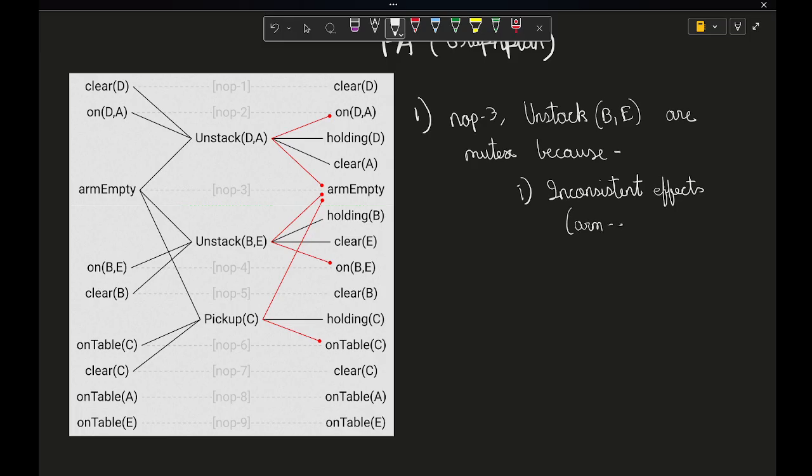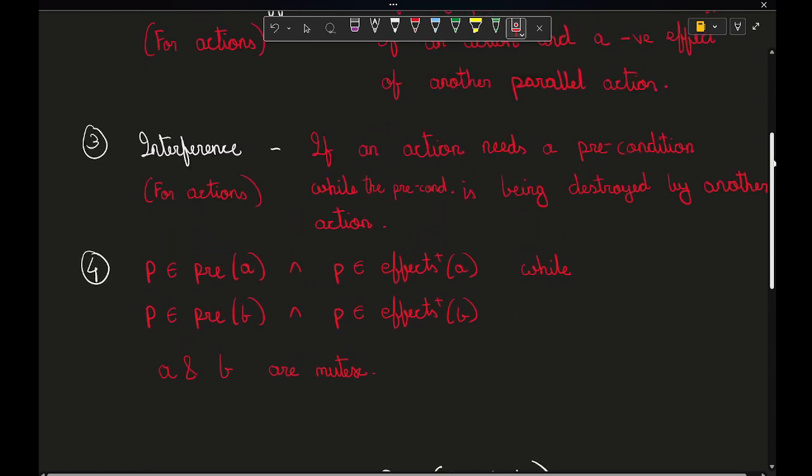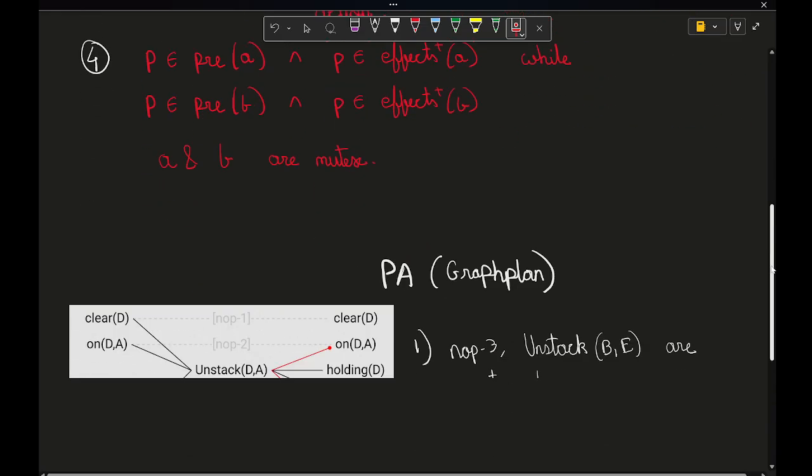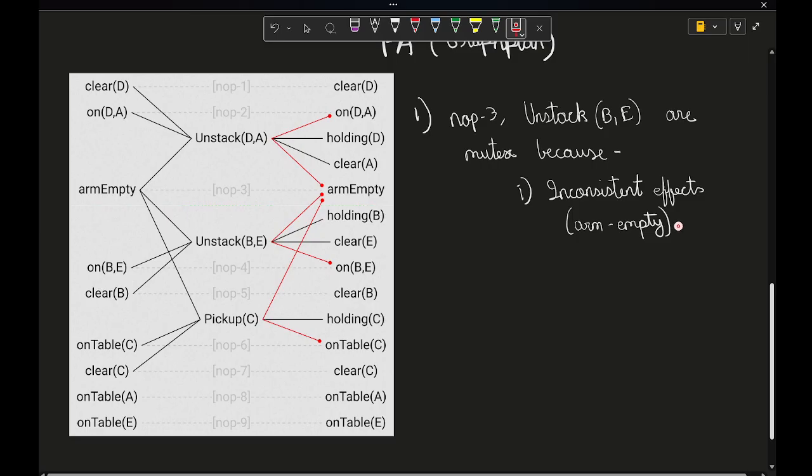Arm empty. Let's just check the other two conditions as well. The second condition is interference, which says that if an action needs a precondition while the precondition is being destroyed by another action. No, I think here interference does not happen because this is not being destroyed by anything, right?